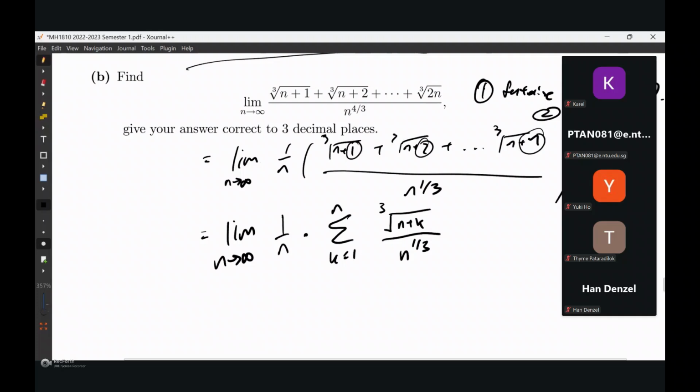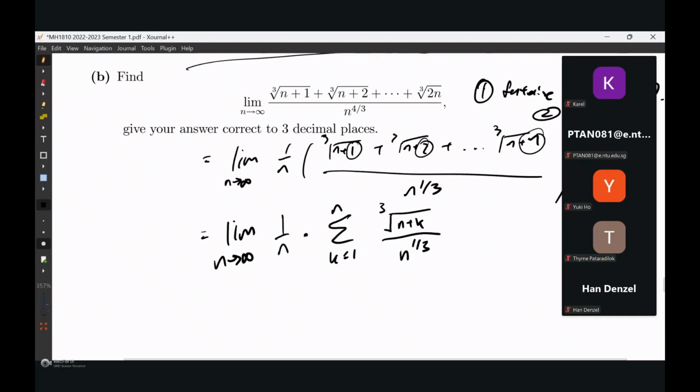And now we have my k over n already. Very good. Since I have this k over n here, I can replace it by x. So this entire thing, let me put my 1 over n at the back here. This is my function. So this summation and the limit will become the integral from 0 to 1 of my function, which is the cube root of 1 plus x dx.